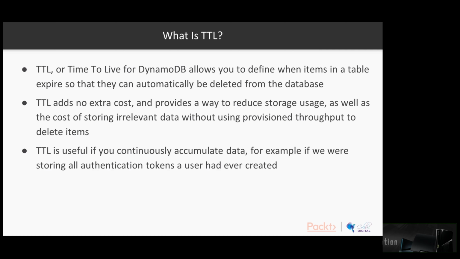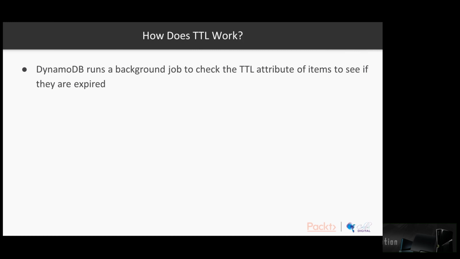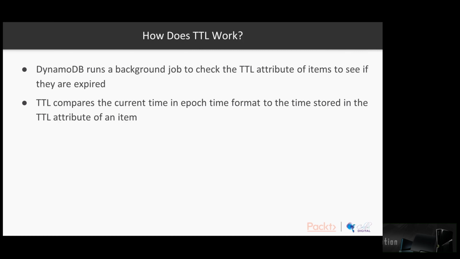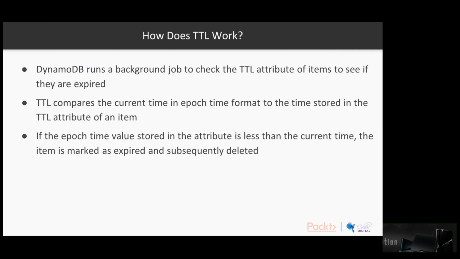So let's say, for example, we're storing all authentication tokens a user had ever created. So how does TTL work? Well, DynamoDB runs a background job to check the TTL attributes of items to see if they're expired. TTL compares the current time in epoch time format to the time stored in the TTL attribute of an item. If the epoch time value stored in the attribute is less than the current time, the item is marked as expired and will subsequently be deleted.